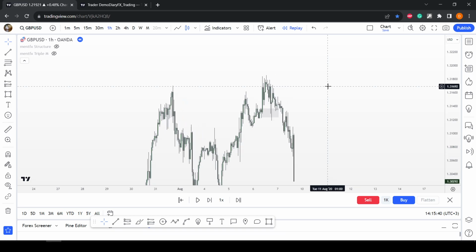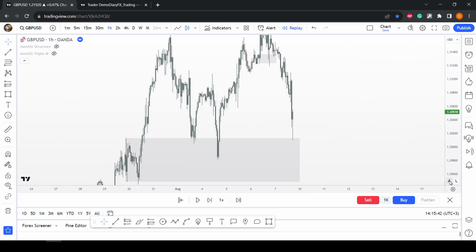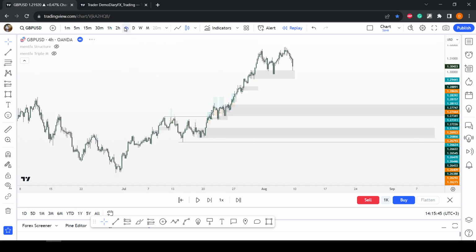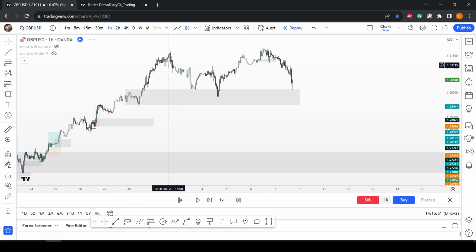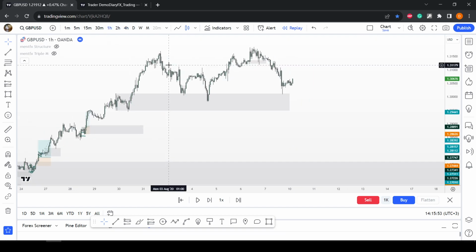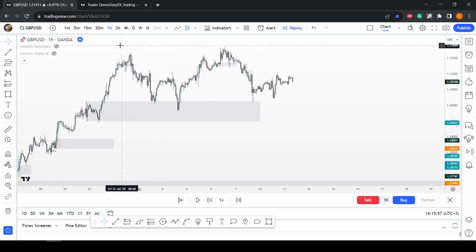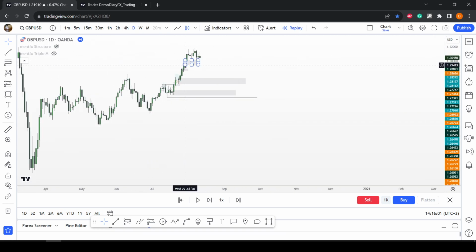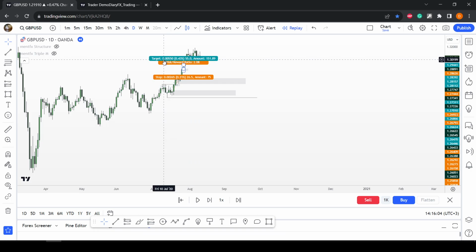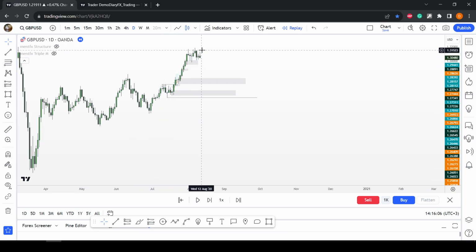Okay, at last we have some pullbacks. At last, will this zone hold? I don't know, but now it's a bit too rangy. So let's wait for some 2.0s on 1 hour. I mean, now it's just one big, I don't know what. We don't know what that is. Maybe it's a tightening on daily. Maybe it's a start of distribution on 4 hours, 1 hour to go lower.